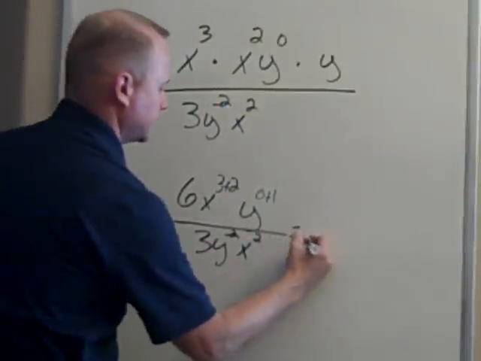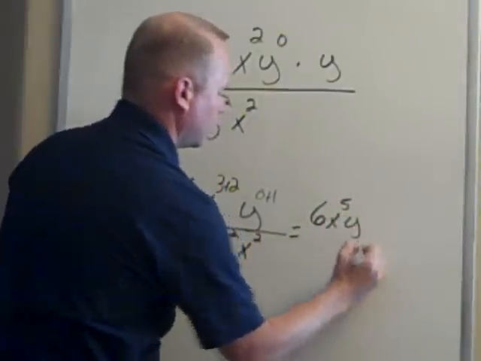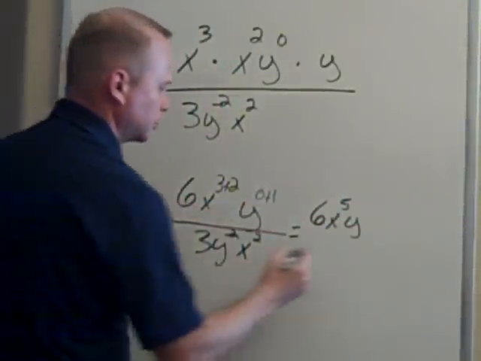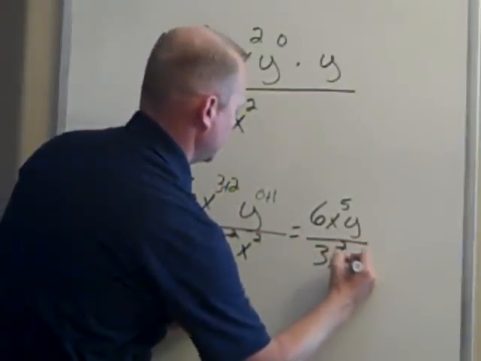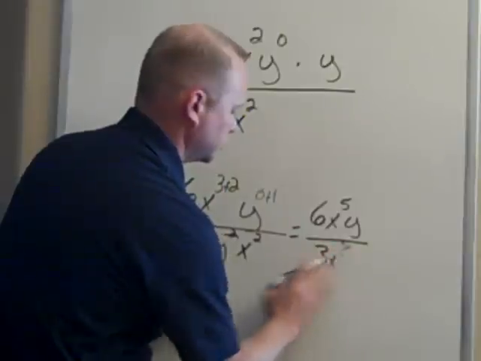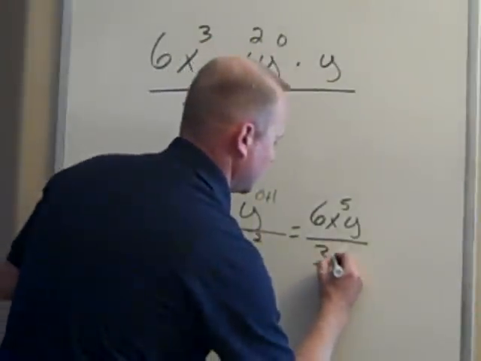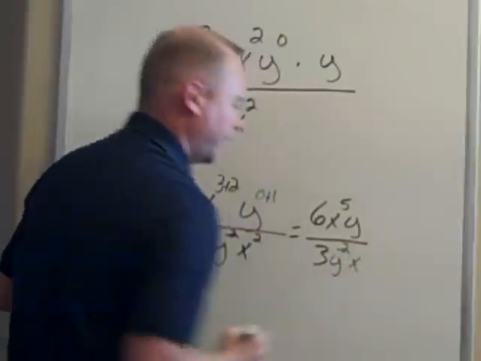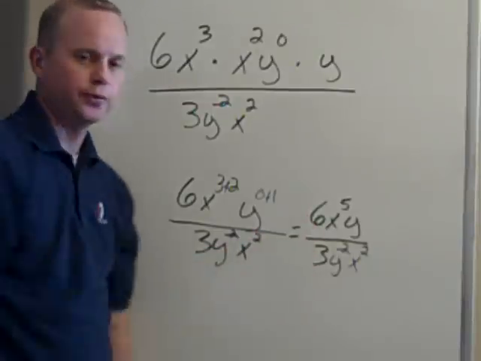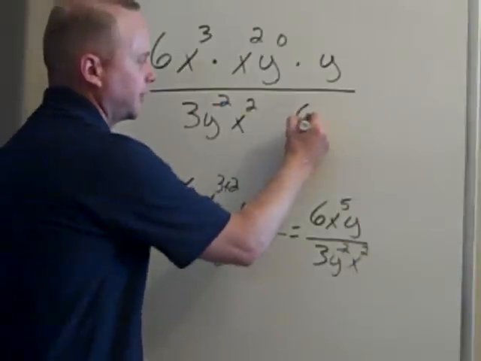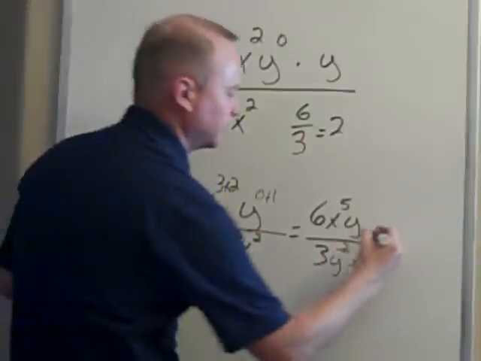Alright, so let's simplify this a little bit further. This will be 6x to the 5th. y, 0 plus 1 is 1, so just y, all over 3y to the negative 2, sorry about that, y to the negative 2, x squared. Now I'm looking at this, I've got a 6 over 3. 6 divided by 3 equals 2. That 2 would remain on top. So I'm just going to do that now.